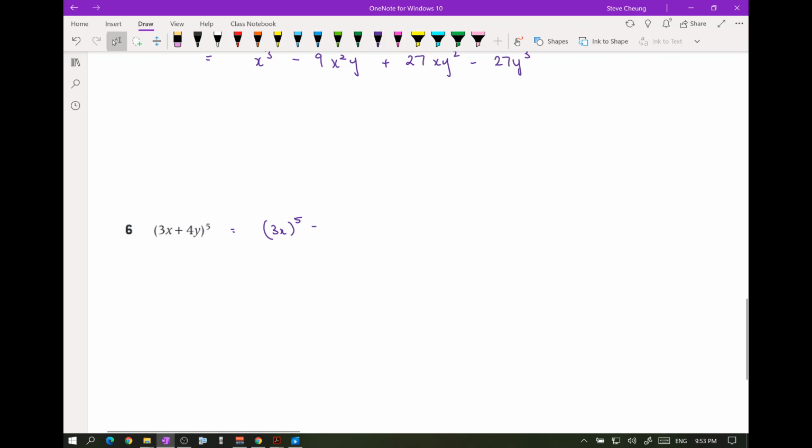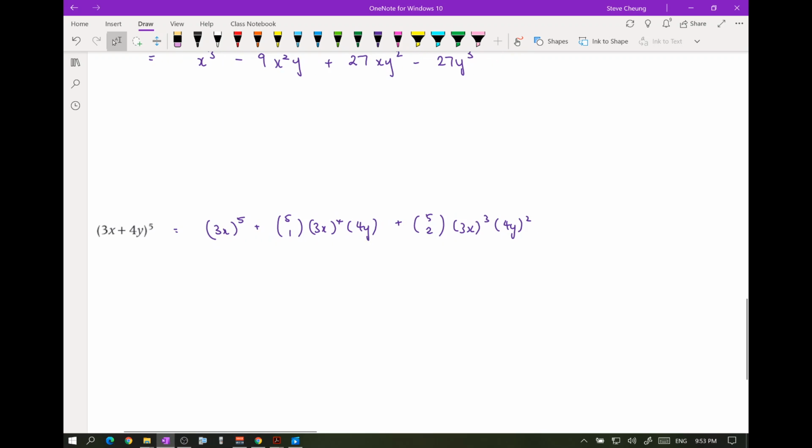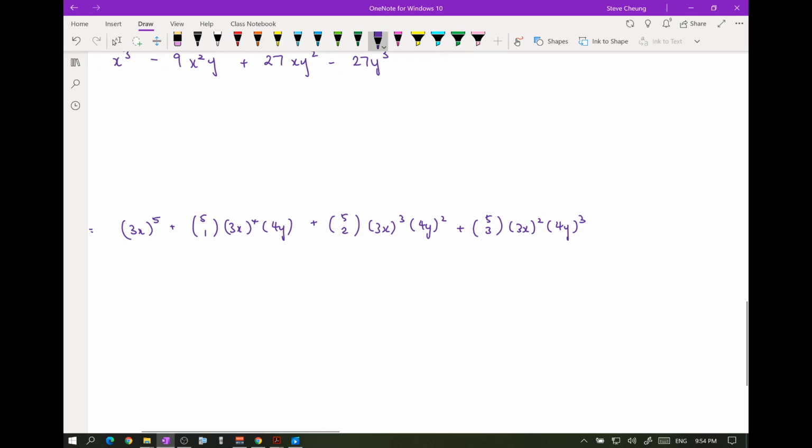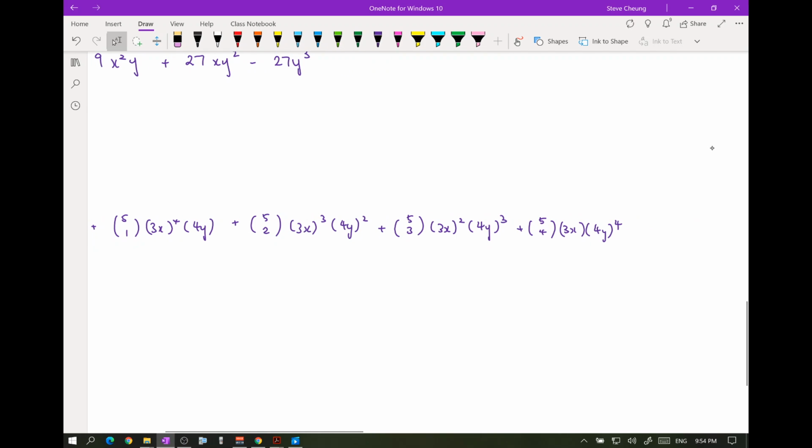3x all to the power of 5 plus 5 choose 1, 3x to the power of 4 times 4y plus 5 choose 2, 3x to the power of 3 times 4y squared plus 5 choose 3, 3x all squared, 4y all cubed plus 5 choose 4, 3x times 4y all to the power of 4, and the last one is just 4y all to the power of 5.